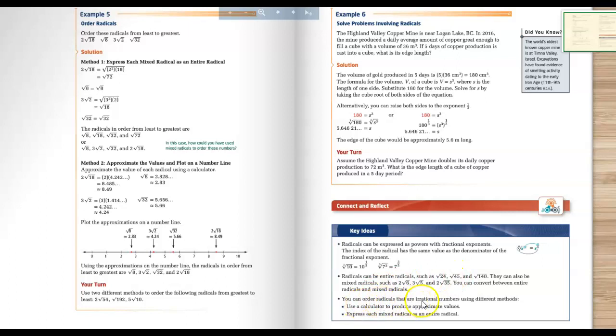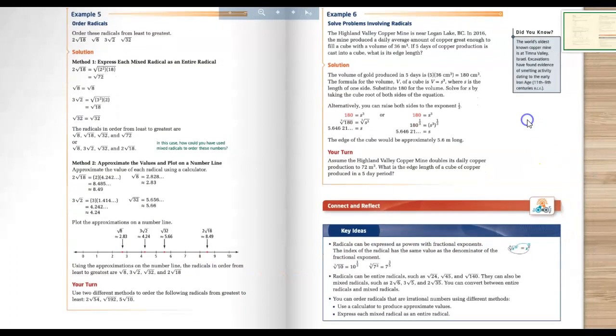You can order radicals and irrational numbers using different methods. So if you're told to order them, you can use the calculator and put them all into decimals and then order it that way. Or you can convert all the mixed radicals into entire radicals, and when you have a series of entire radicals, then you can directly compare them as well.